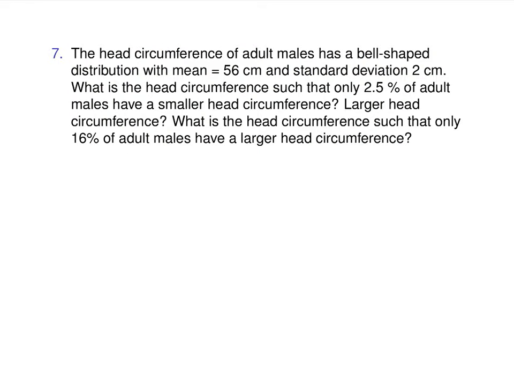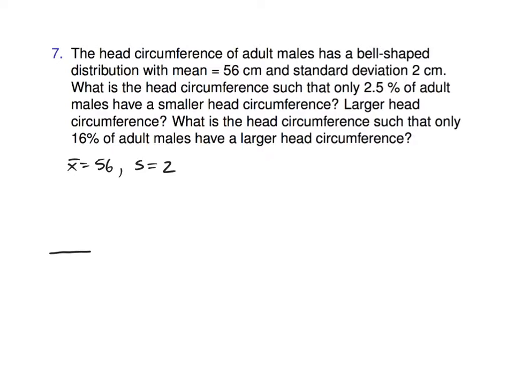A little bit different, but it's related. So the head circumference of adult males has a bell-shaped distribution with mean equals 56 centimeters. That's X bar is equal to 56. And standard deviation 2, so S equals 2. I should just write them down anyway, so it's good. What is the head circumference such that only 2.5% of adult males have a smaller head circumference? And how about a larger head circumference? And then what is the head circumference such that only 16% of adult males have a larger head circumference? There's 3 questions in there, aren't there?